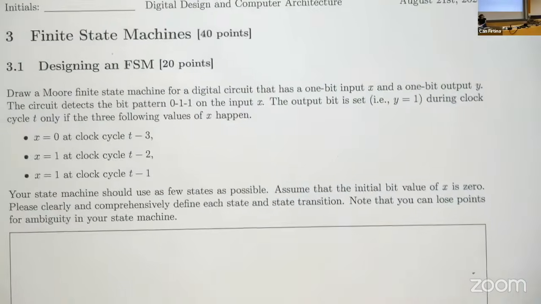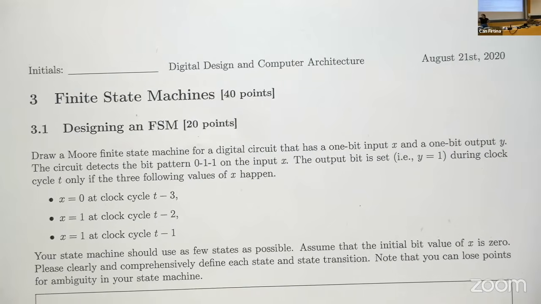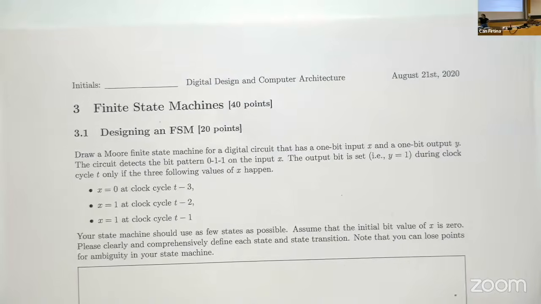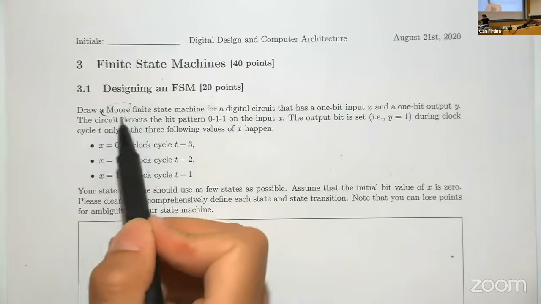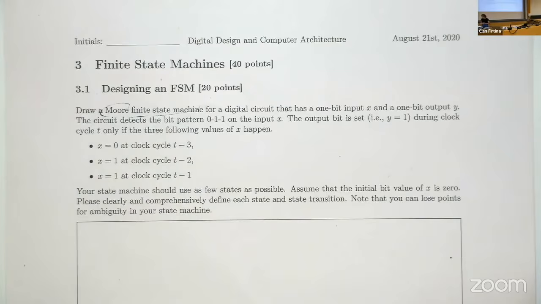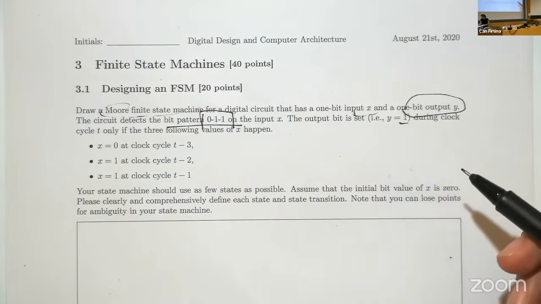So the next question is about finite state machines. Okay. So first, it says that you're going to need a Moore finite state machine. So you have to draw the machine accordingly. And it's going to detect a bit pattern, which is 0, 1, 1, on streaming input from X. And when it detects a 0, 1, 1 pattern, the 1-bit output Y is going to be 1.